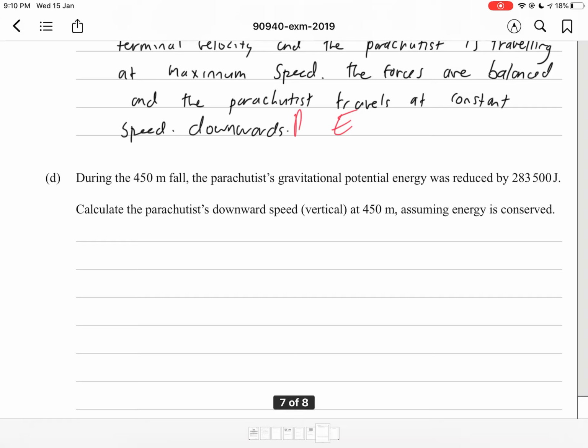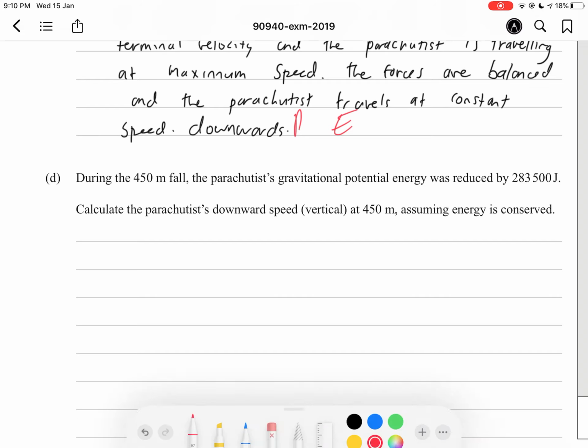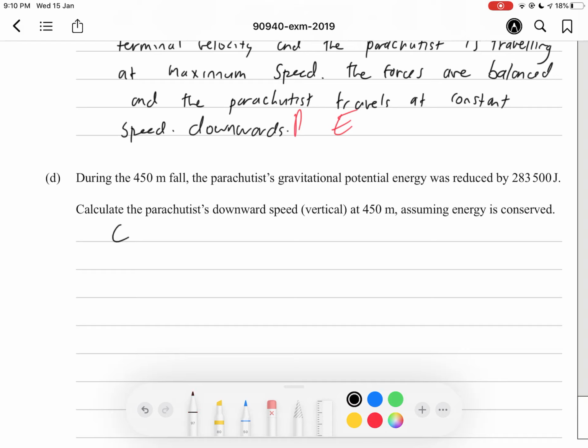When the gravitational potential energy was reduced by 283,500 joules, we're going to be assuming conservation of energy, which means that all the gravitational potential energy was converted into kinetic energy. We assume that there are no energy losses into heat or friction, or the collision of the air particles when you fall. So all gravitational potential energy is converted into kinetic energy. So we can say that the first statement can be EP lost is equal to EK gained, and we're going to say that this is because of conservation of energy.